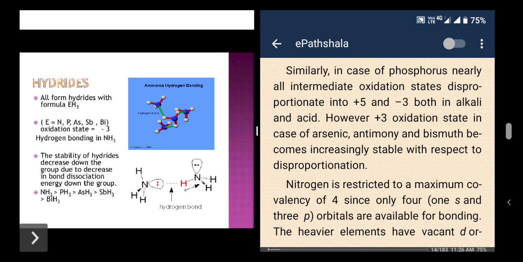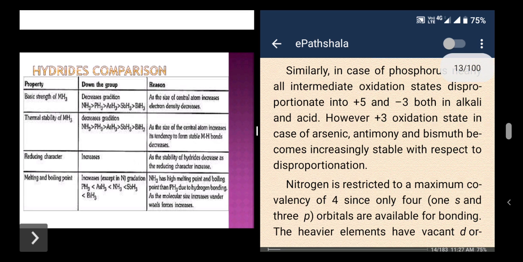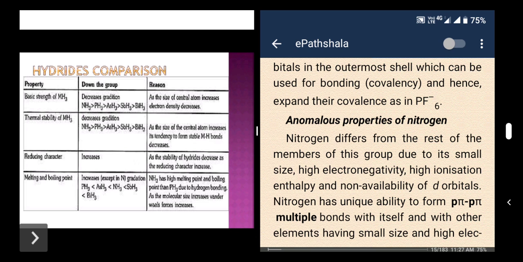and the order is very important: NH3 is greater than PH3, greater than AsH3, greater than SbH3, greater than BiH3. Here nitrogen has the most stability. When the hydride is formed, the least stable will be bismuth and the most stable will be nitrogen. The bond length between nitrogen and hydrogen in ammonia, and how the hydrogen bond is formed, is given, along with the anomalous properties of nitrogen.